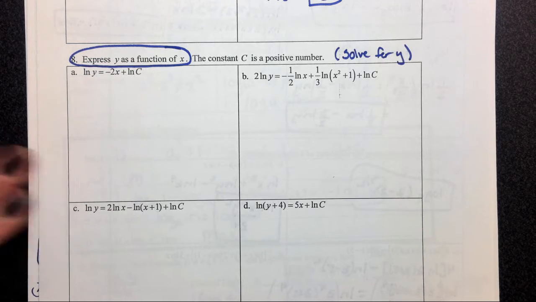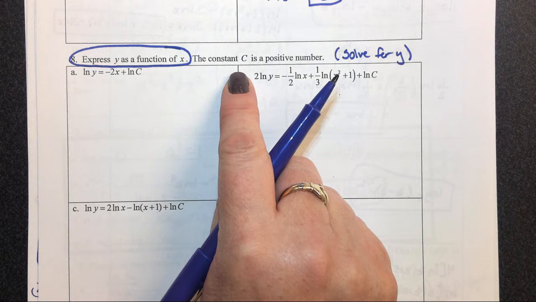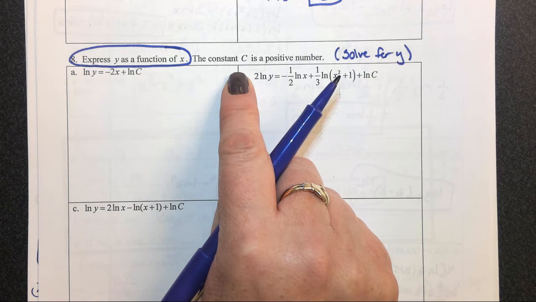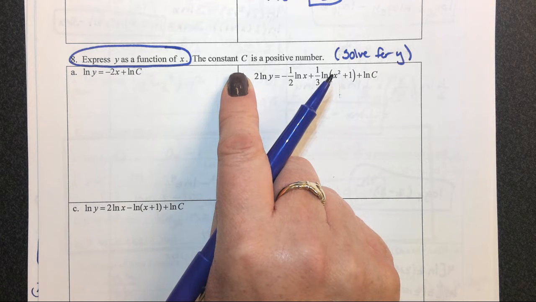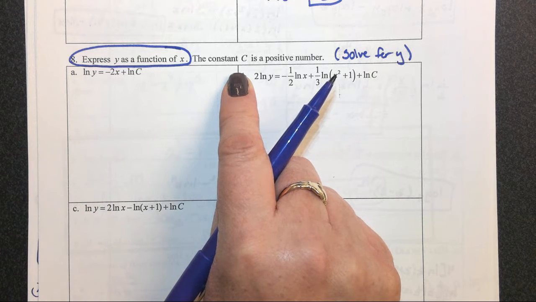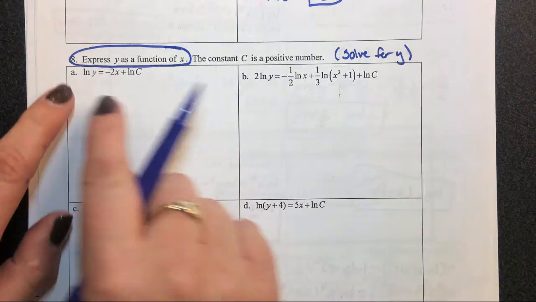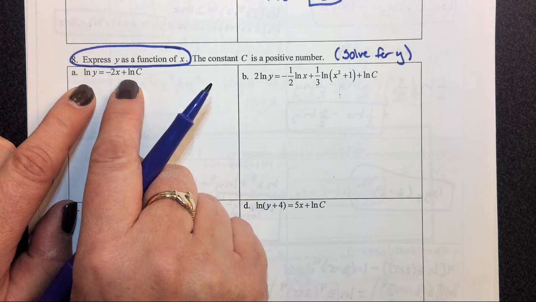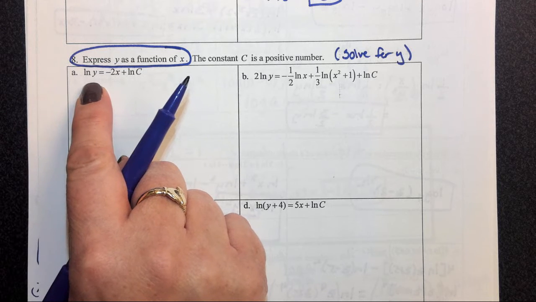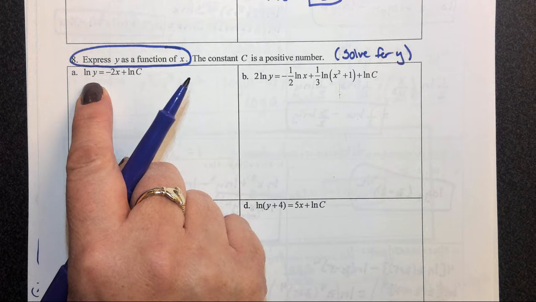Now, c you're going to get to know very well in calculus next year. He's just a constant. He represents a number. We don't know what number it represents. He's just a number. All right? So that's how we're going to treat c in these examples. So if you take a look at a, natural log of y is equal to negative 2x plus natural log of c. The problem is the y, what we're trying to solve for, is trapped inside the natural log.